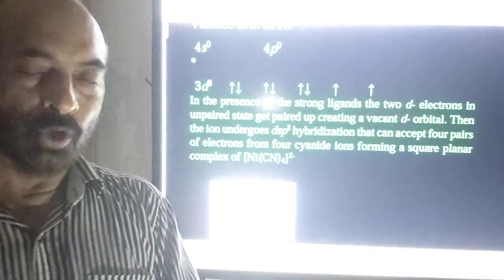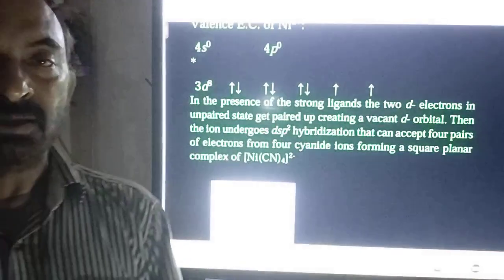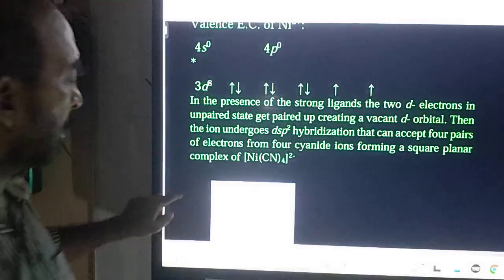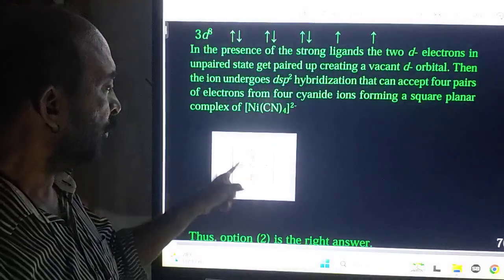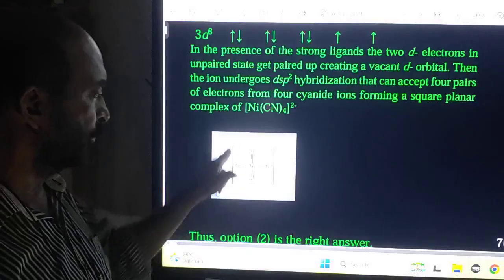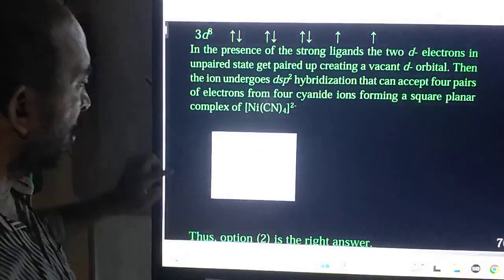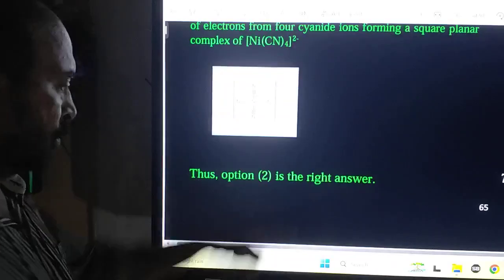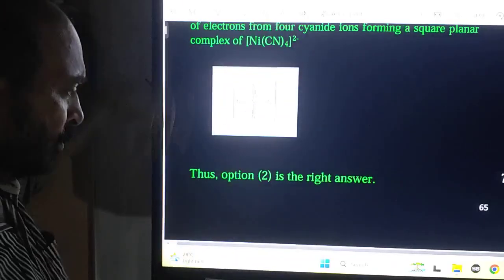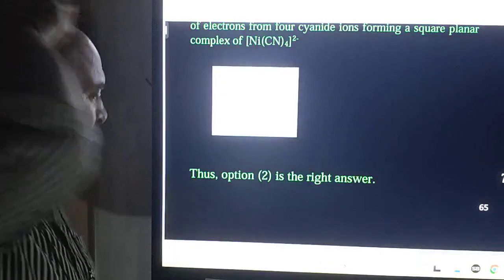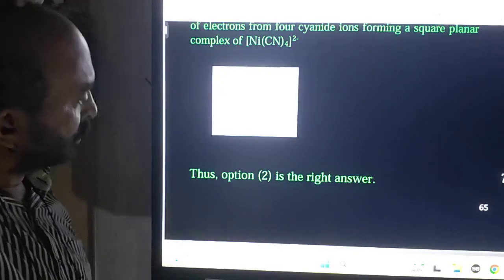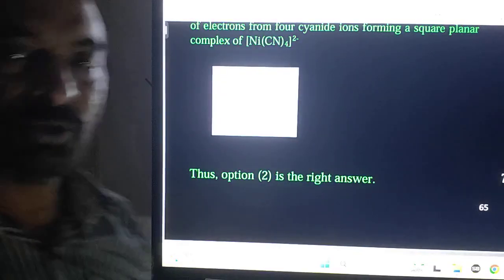And we know the regular geometry of dsp2 is coplanar. Like this, nickel with 4 cyanide groups all around, a square planar model with the 2 minus charge. All of this, properly cross-matched, I am not going back to the question. All this cross-matched together is 2. Option 2 is the answer for this question.